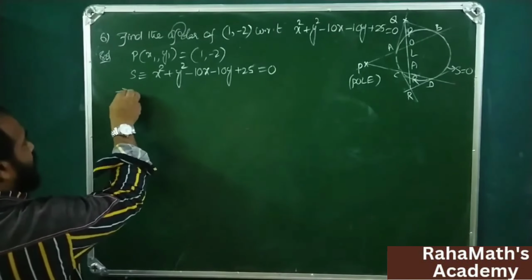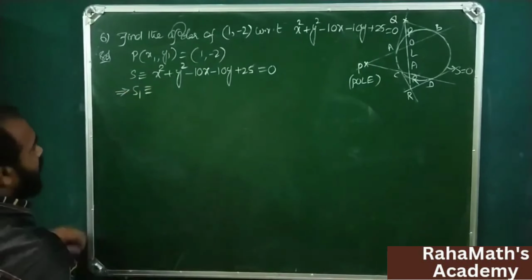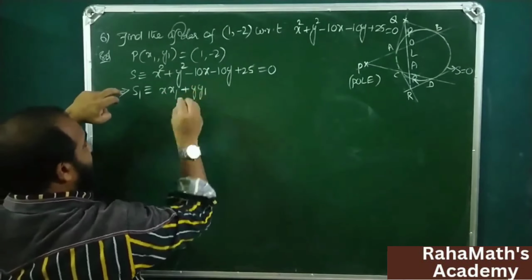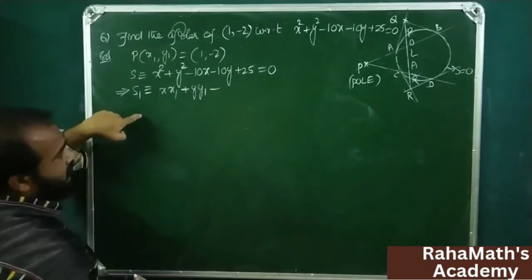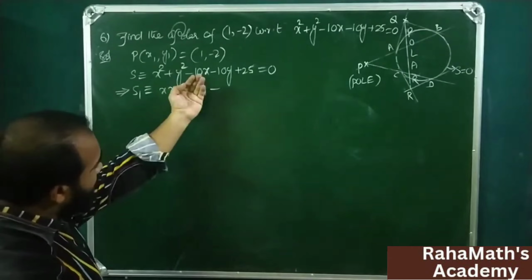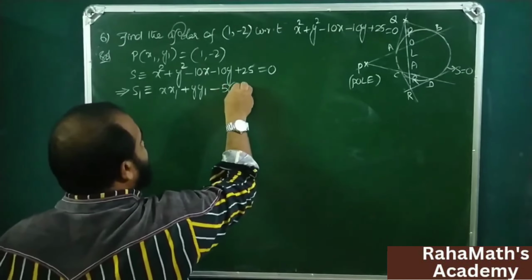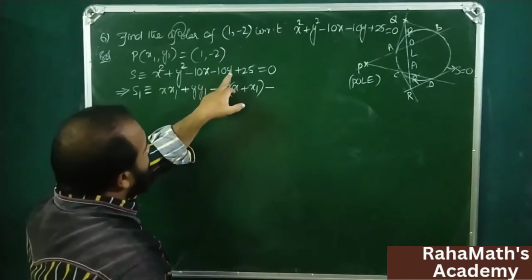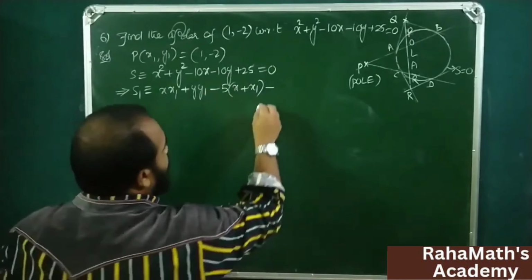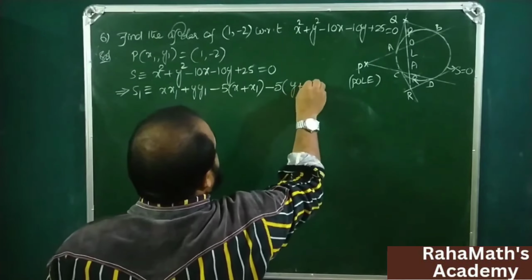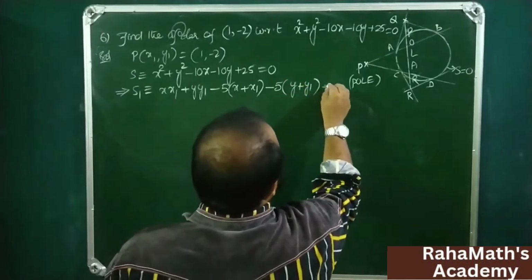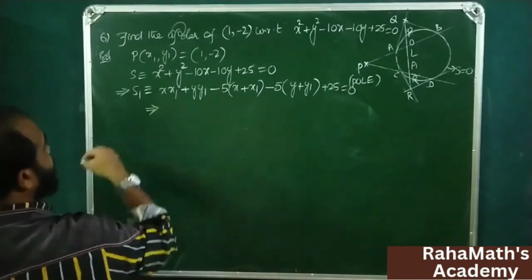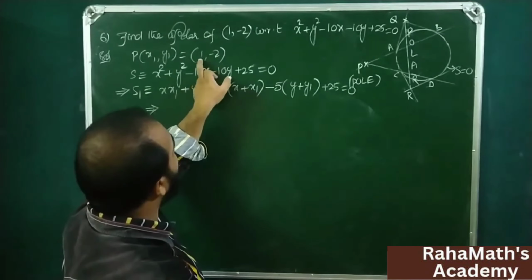How do we write S1? I am telling you again. S1 is x square becomes x x1, y square becomes y y1, so the sign remains the same. The coefficient of x is 10, half of it, so 5 into x plus x1. Minus remains the same. The coefficient of y is 10, half of that, so 5 into y plus y1, plus 25 equals 0. So the point x1 y1 is 1 comma minus 2.